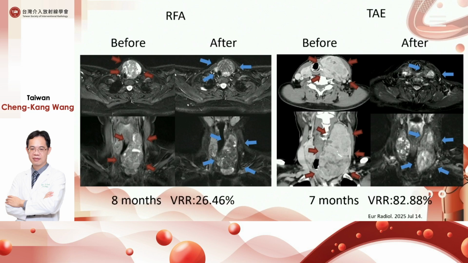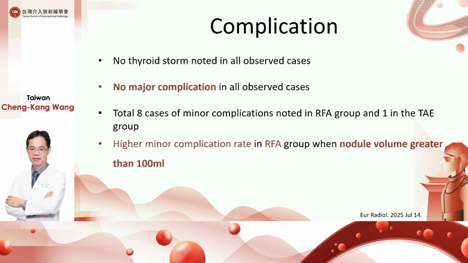So we can see our patients, the RFA group and the TAE group. We could see that even though the nodule is huge, TAE may still reach a significant volume reduction. The inferior portion of the intrathoracic goiter shows up elevated. So we can see the huge thyroid nodular goiter with intrathoracic extension, but the TAE group had a better volume reduction ratio. Also, how about the complications?